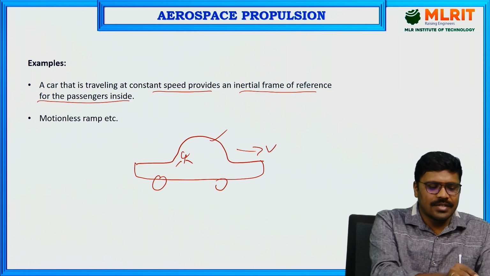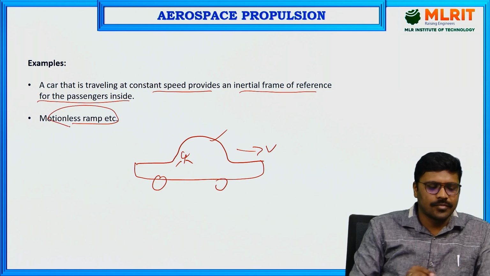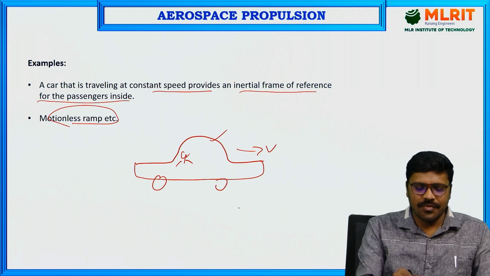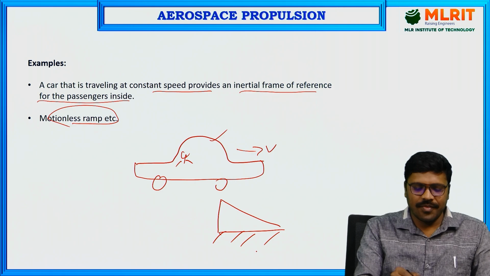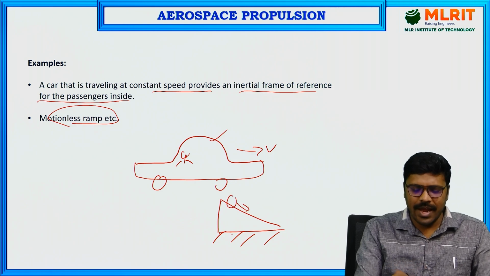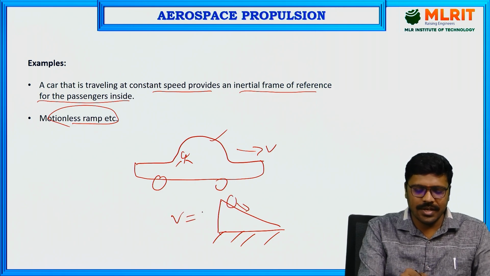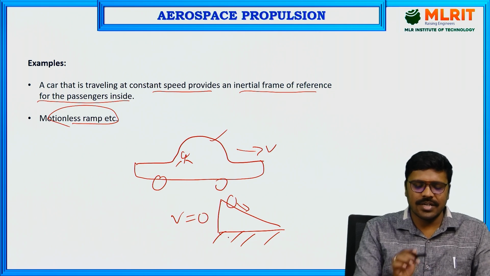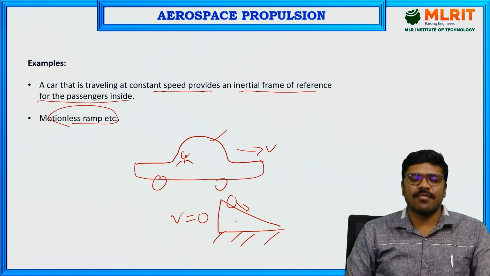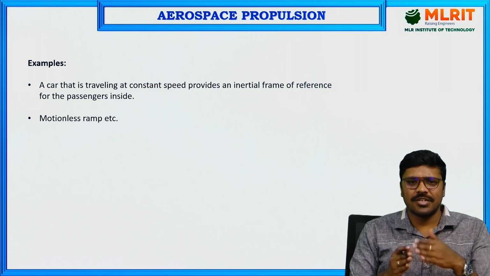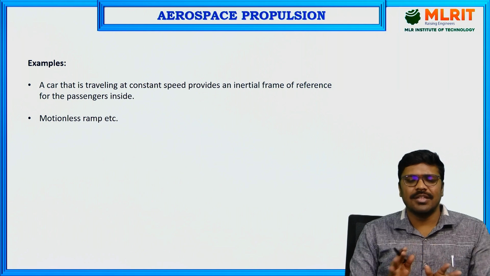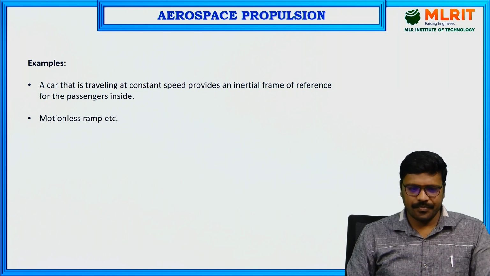And we can even consider motion on a ramp. Suppose I take one motionless ramp, and some object is rolling on it. The velocity of this ramp is 0, so it is also considered an inertial frame of reference. I consider the speed of this sphere with respect to the ramp, so this ramp is an inertial frame of reference. So the frame of reference should either be moving with constant velocity, or else be at rest. Then it is called an inertial frame of reference.